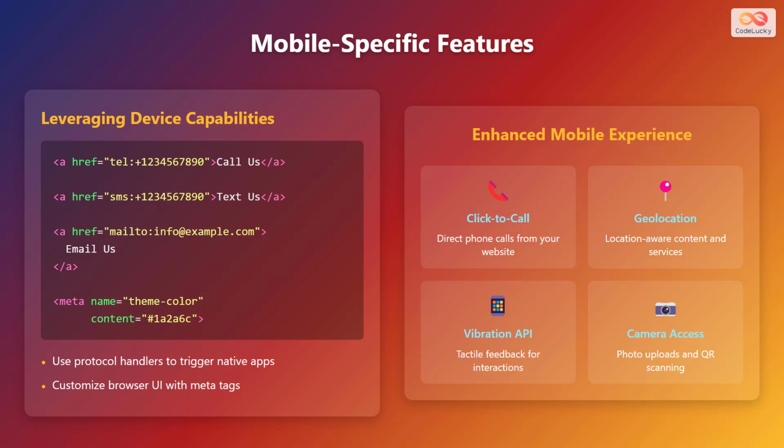Anchor href equals sms colon plus 12345678990, Text us, closing anchor tag. Anchor href equals mailto colon info@example.com, Email us, closing anchor tag. Meta name equals theme-color content equals hexadecimal 1A2A6C. Other examples of enhanced mobile features are click-to-call for direct phone calls, geolocation for location-aware content, vibration API for tactile feedback, and camera access for photo uploads and QR scanning.